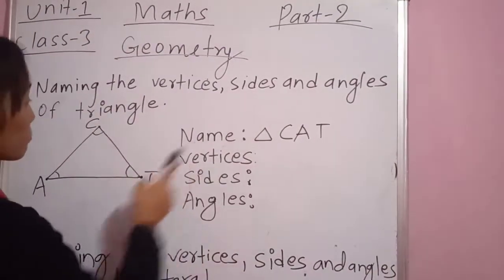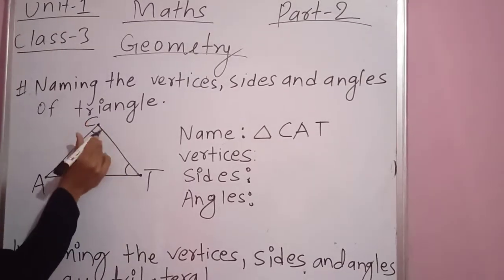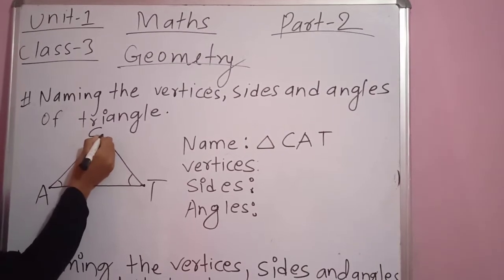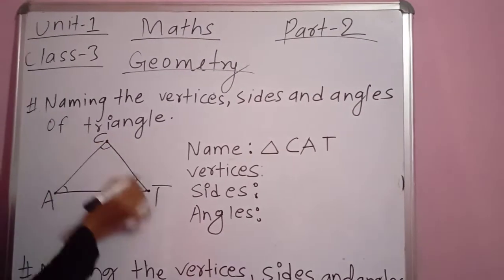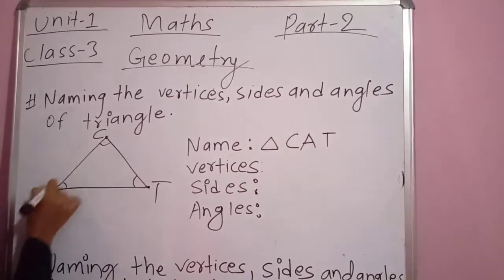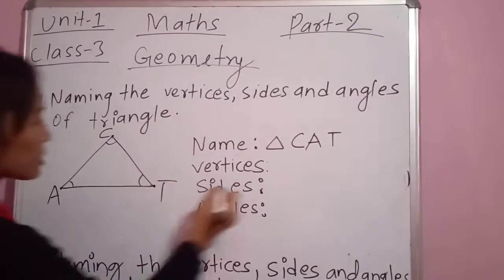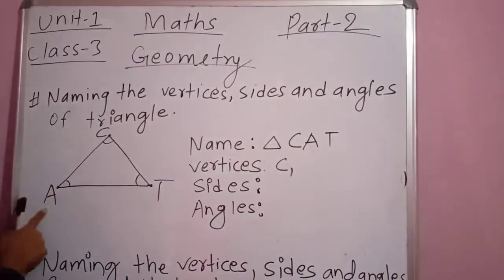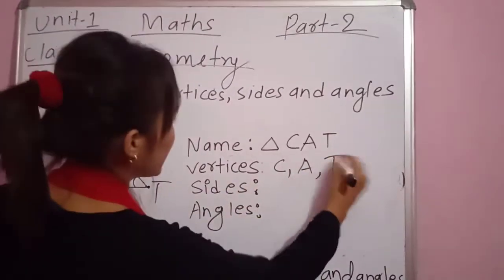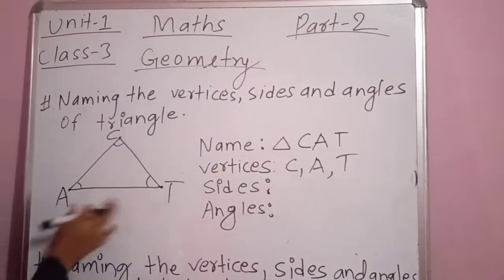And the vertices. Vertices means it is the point where two line segments meet, isn't it? You know well about that. So a vertex is the point where the two lines meet. So here are altogether three vertices. The first vertex is named C. After that, the second vertex is named A. After that, the third vertex is named T. So these are your vertex names, the names of the vertices of a triangle.